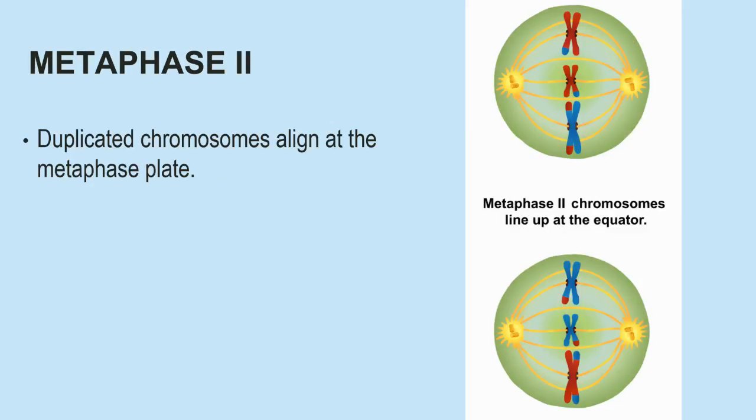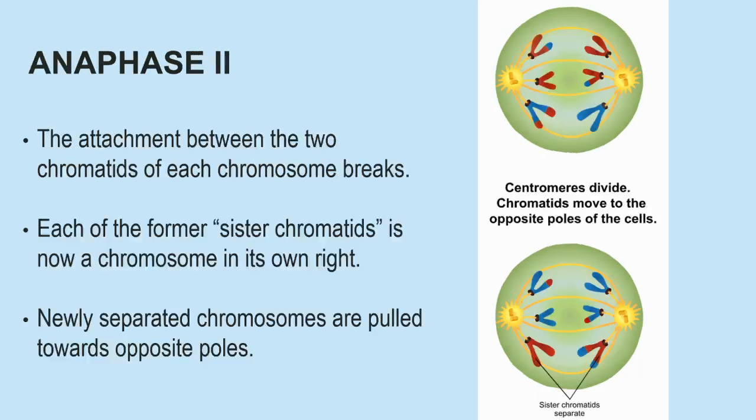So in metaphase 2, duplicated chromosomes align at the metaphase plate. It is just the same with the metaphase of the mitosis. It is lined up at the equator. In the anaphase 2 naman, the attachment between the two chromatids of each chromosome break. Each of the former sister chromatids is now a chromosome in its own right. Newly separated chromosomes are pulled towards opposite poles.